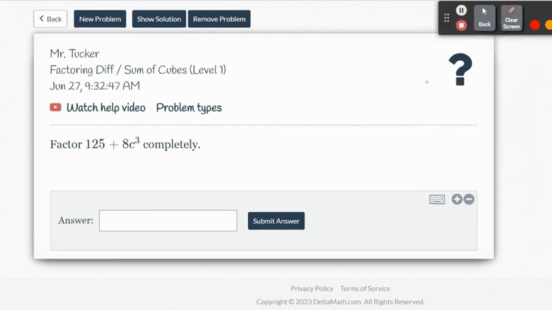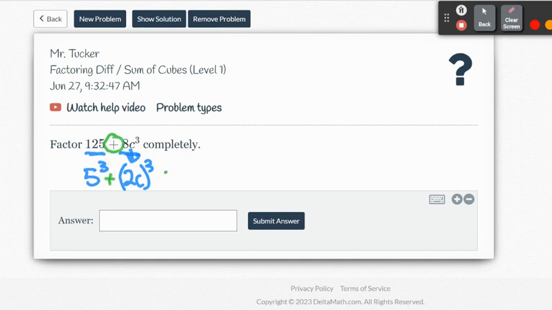All right, in the second example, we've got a coefficient with our variable. So we've got 8c cubed and then 125. 125 is 5 cubed. 8 is 2 cubed, and c is cubed. So I'm going to write this together as (2c) cubed to recognize that it's the whole term cubed. So we do have the sum of cubes here. So a plus sign between them.